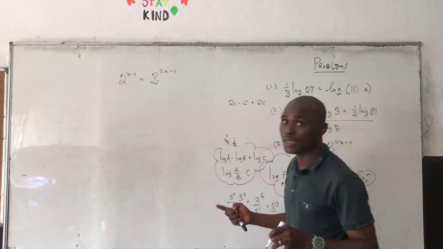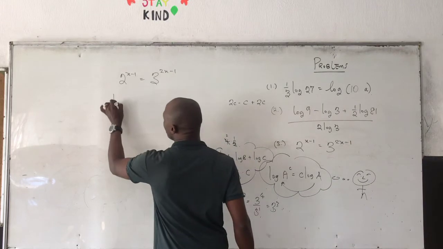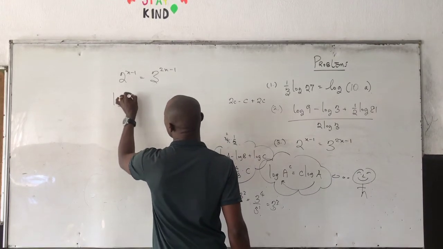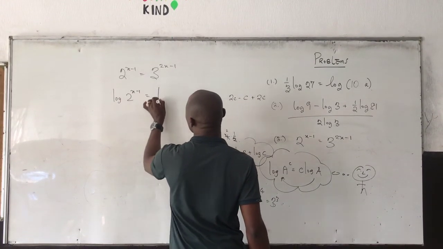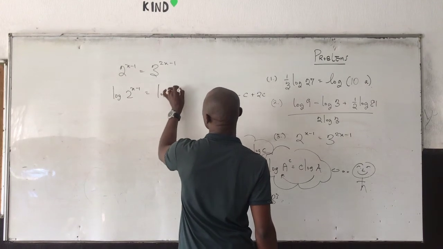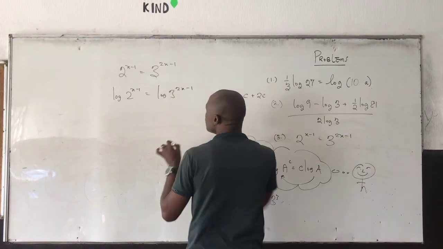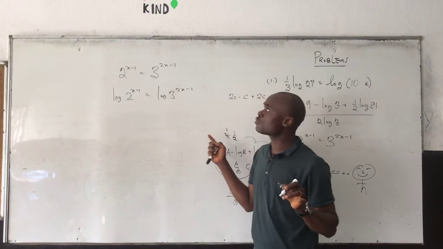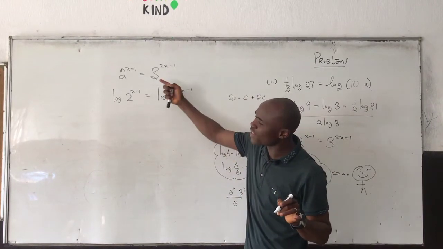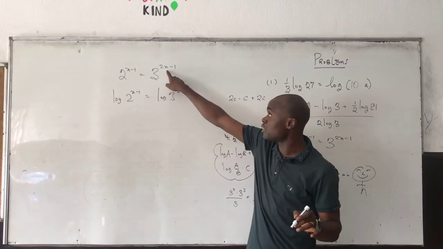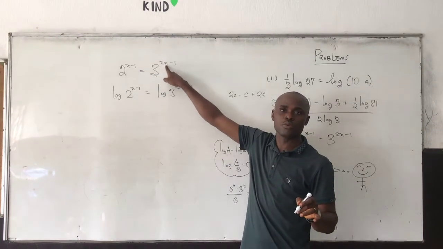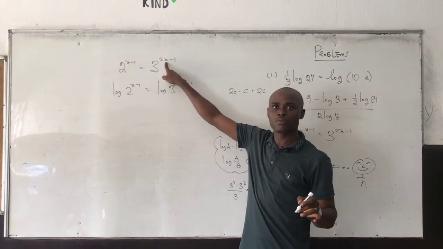So what we do is to apply logarithms to both sides. So we have log 2 raised to the power of x minus 1 equals to log 3 raised to the power of 2x minus 1. So the essence of logarithm is to solve exponential problems like this. When we have powers that are unknown, we call them exponential problems, exponential equations.